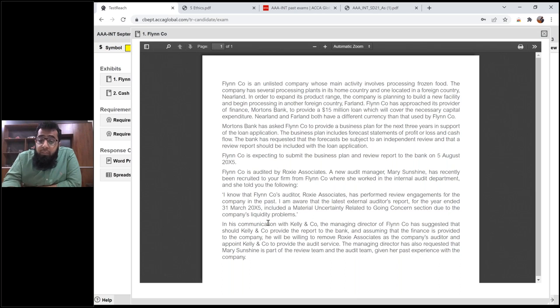In his communication with Kelly Company, the managing director of Flynn Company has suggested that should Kelly Company provide the report to the bank, and assuming that the finance is provided, he will be willing to remove Roxy Associates. So I would say that the managing director is trying to give us some self-interest. He's trying to give us some bribe. Okay, make a favorable report, convince the bank, and you will get the entire audit, and appoint Kelly Company to provide the audit services.